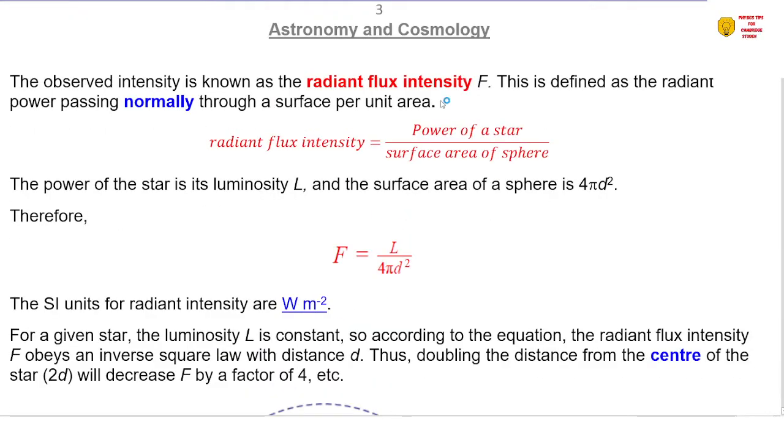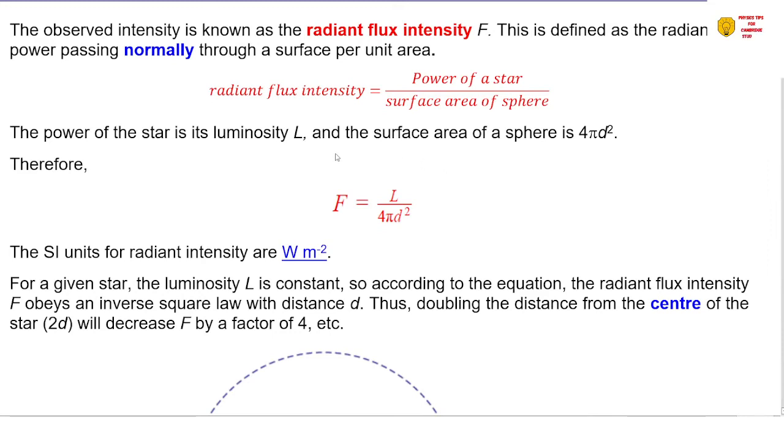So the radiant flux intensity is defined as the radiant power passing normally through a surface per unit area. So that is at 90 degrees to the surface. So radiant flux intensity is equal to the power of a star divided by the surface area of the sphere that it produces.